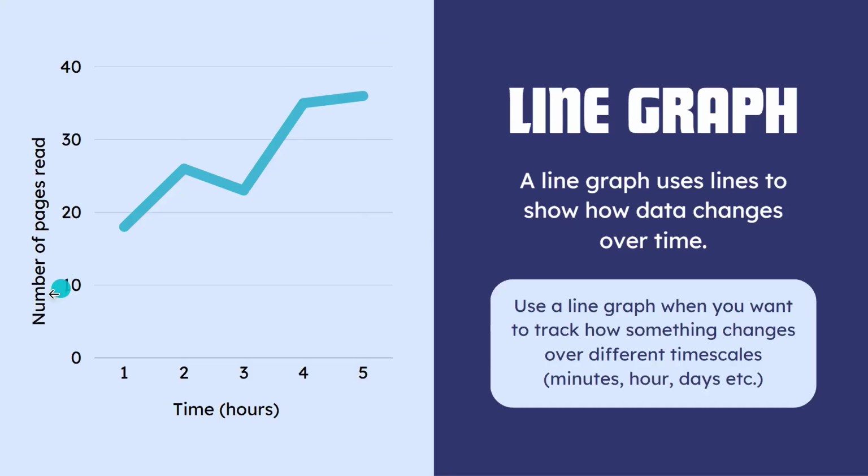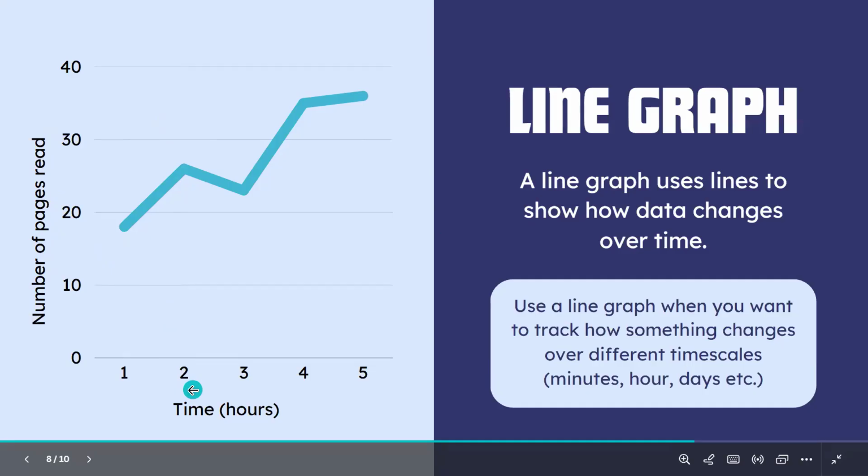For example, the number of pages you read in a book. Say you read 26 pages in 2 hours. Then you use a line graph.